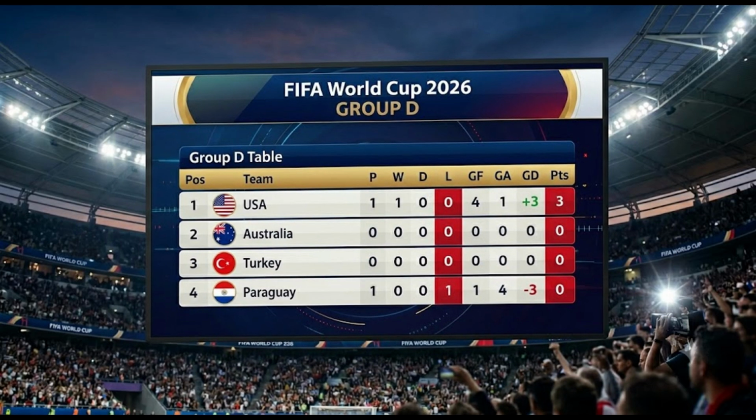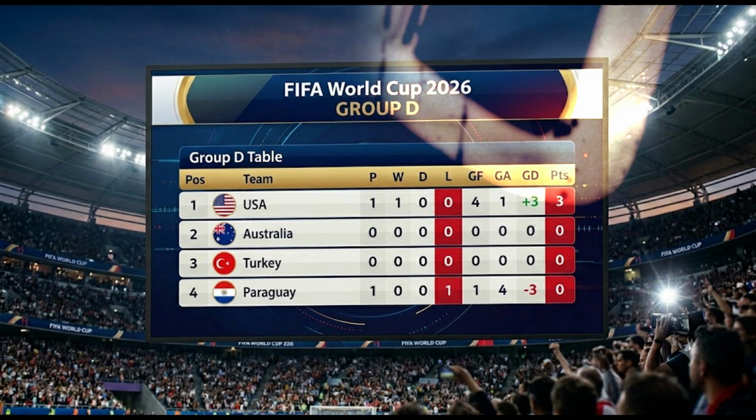Group D already has a clear leader. The United States sit on top with 3 points and a healthy +3 goal difference. That goal difference could become crucial later in the tournament. Australia and Turkey are yet to play and are at second and third position. Paraguay are at fourth position, and the next match for them is now a must-win situation.